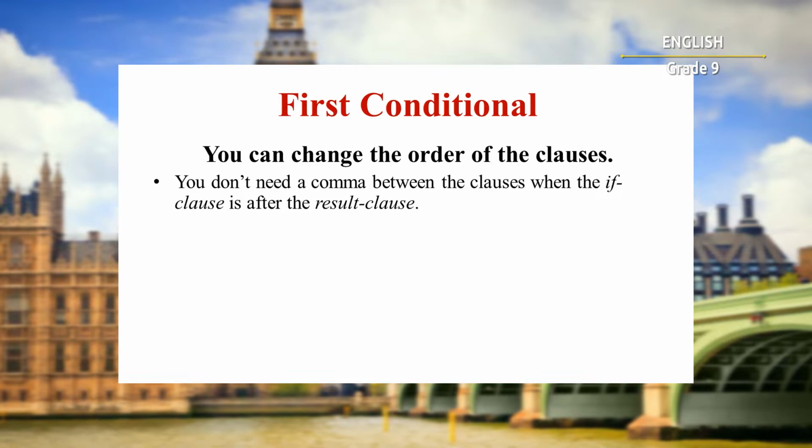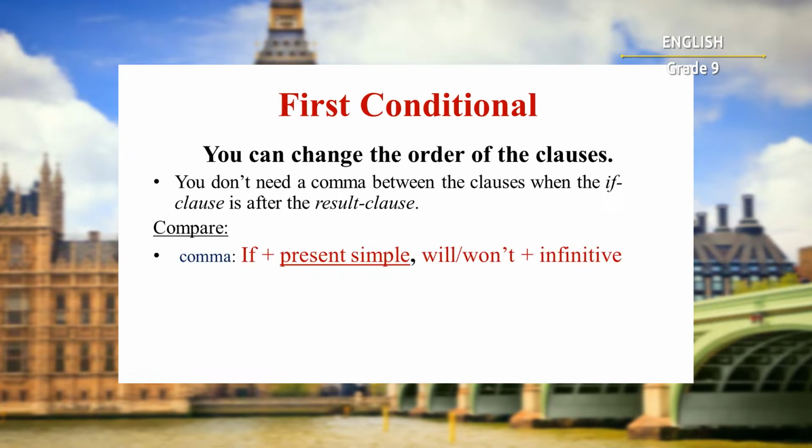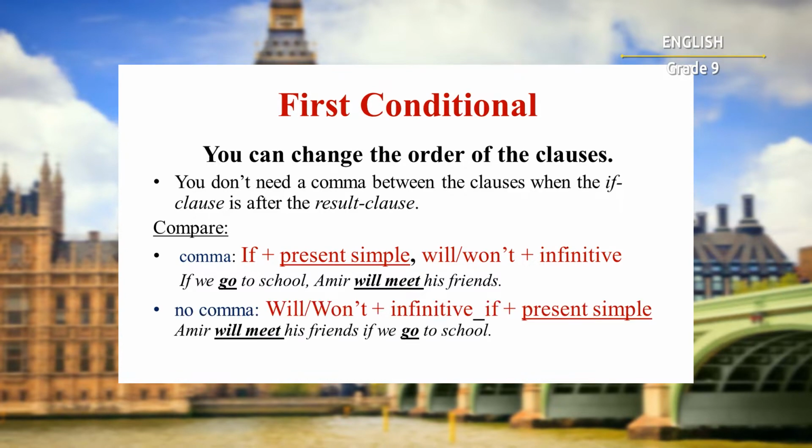Compare. If plus present simple, a comma, will, won't plus infinitive. For example, if we go to school, a comma, Amir will meet his friends. Another form: will, won't plus infinitive, no comma, if plus present simple. For example, Amir will meet his friends, no comma, if we go to school.